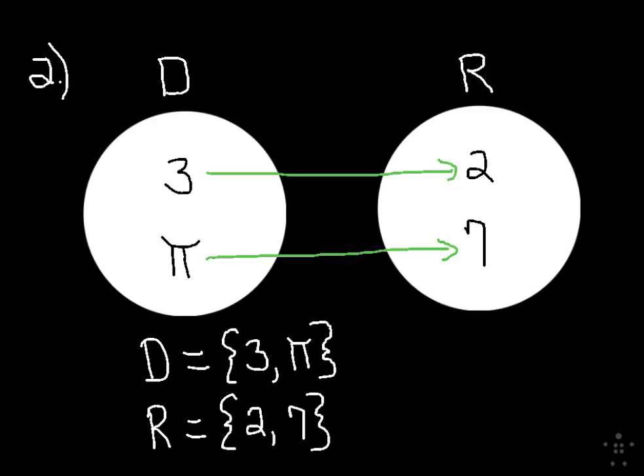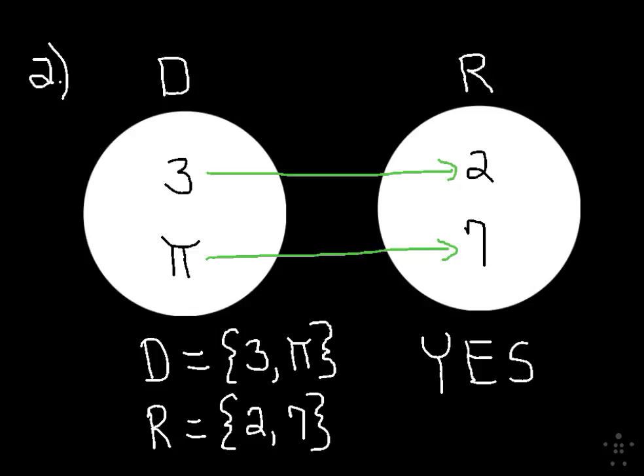And it also says state whether it's a function. Well, it's a function if your domain values are not used with more than one range value. Right, the 3 is matched up with the 2 and 2 only. It's not matched with the 2 and the 7. The pi is matched up with just the 7, not the pi and the 2. So we would say, yes, this is a function.